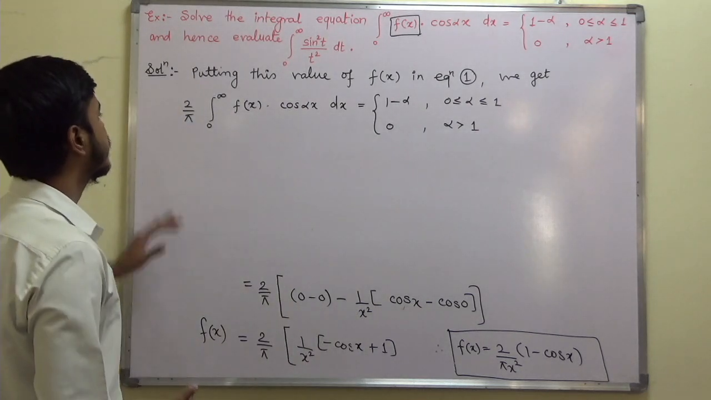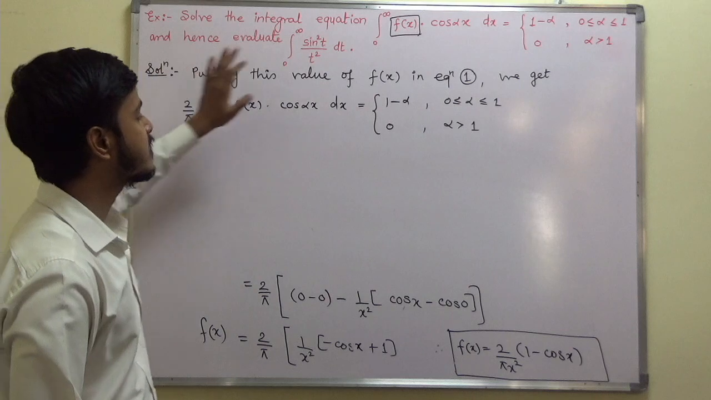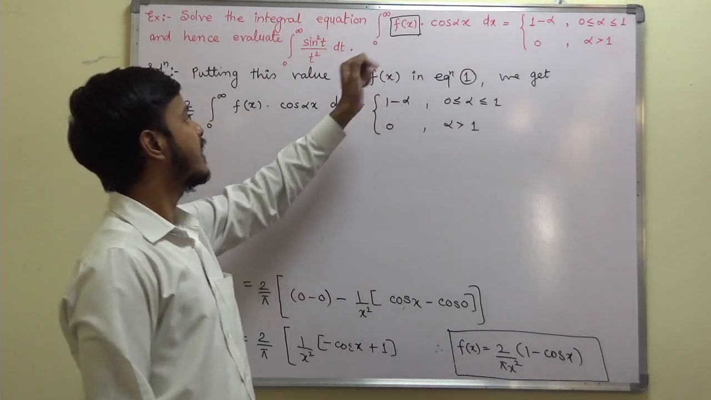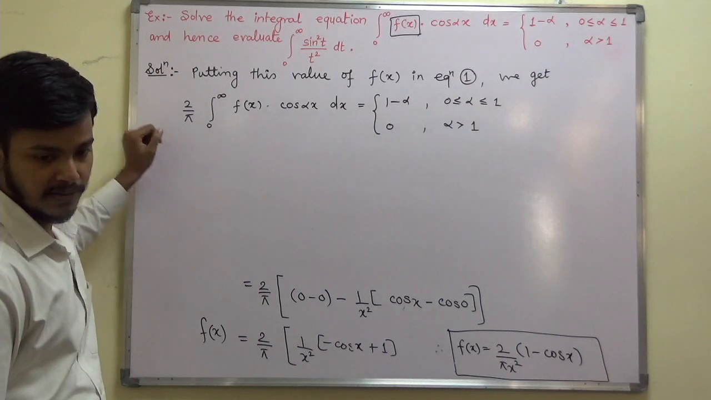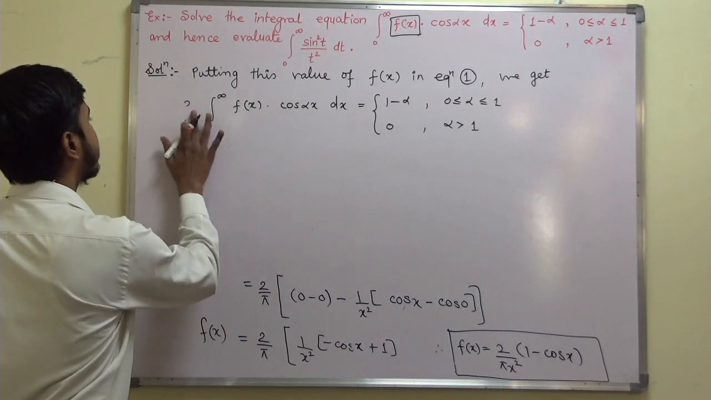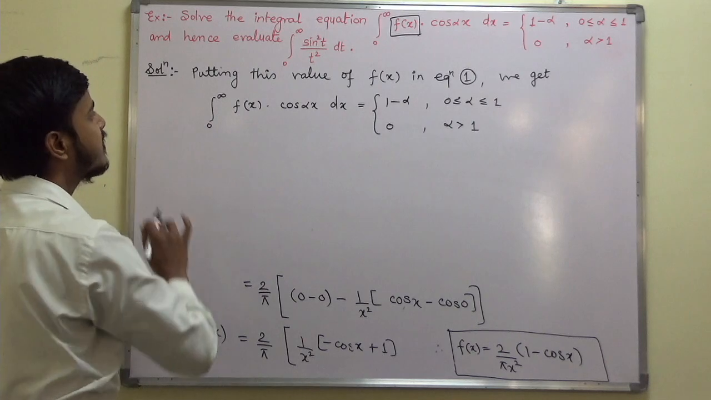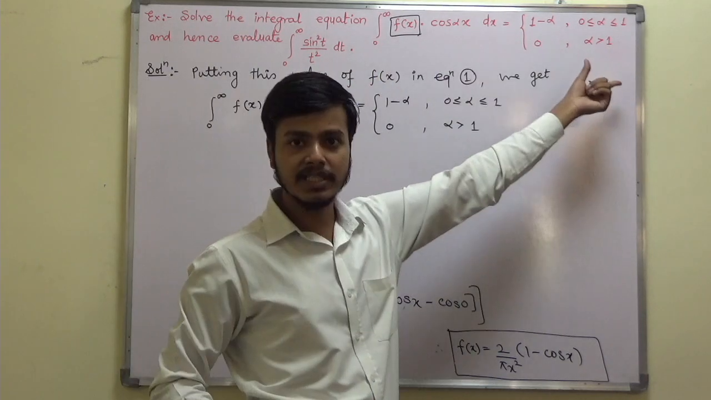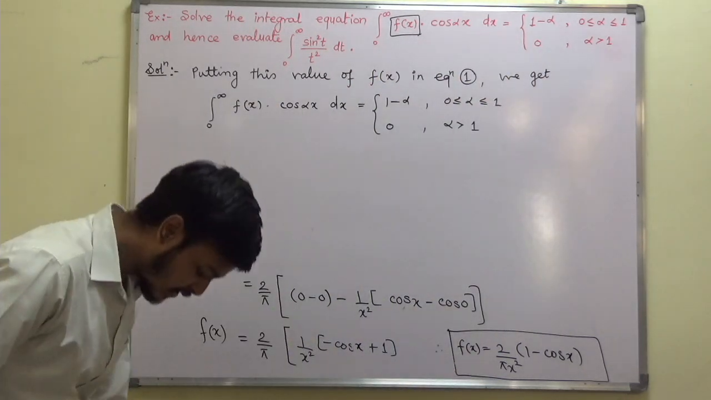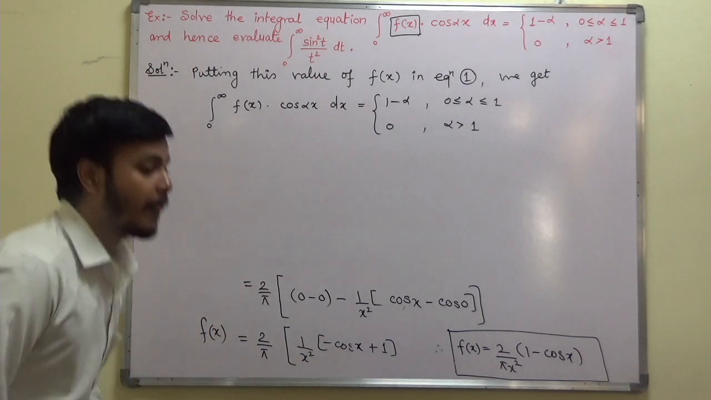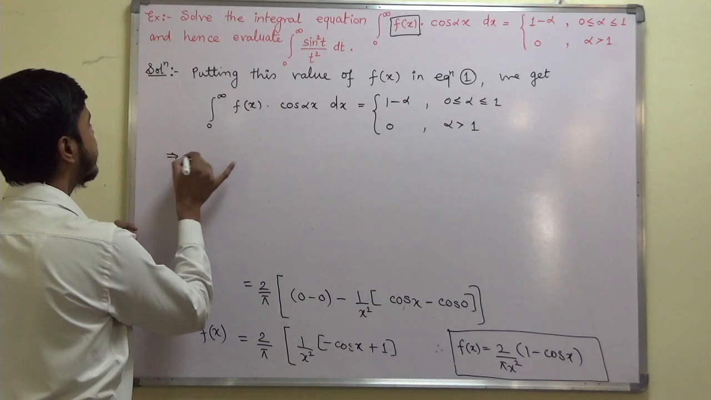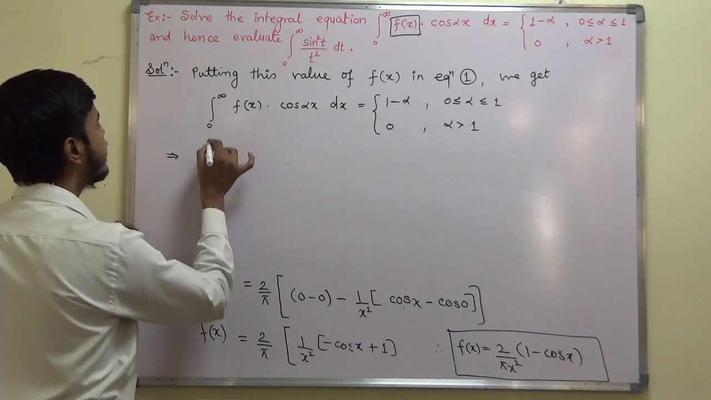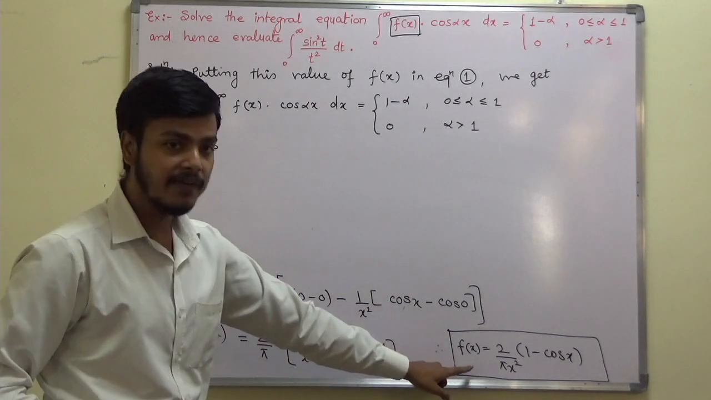Integration 0 to infinity. My equation 1 was this is equal to this, then under root 2 pi. This was my equation 1, the given equation. This is equal to this. So this is my given equation. Now I can substitute the value over here. This is integration 0 to infinity. What is my f of x?